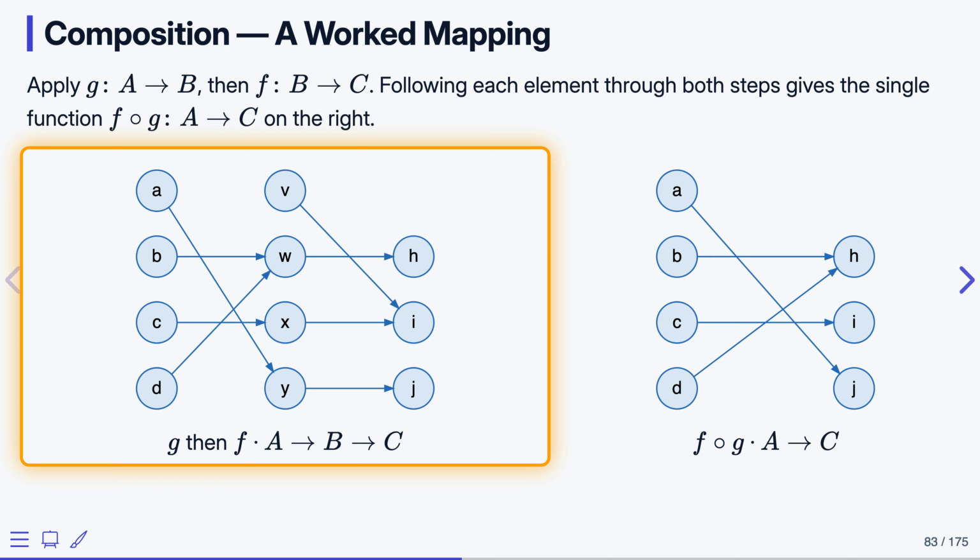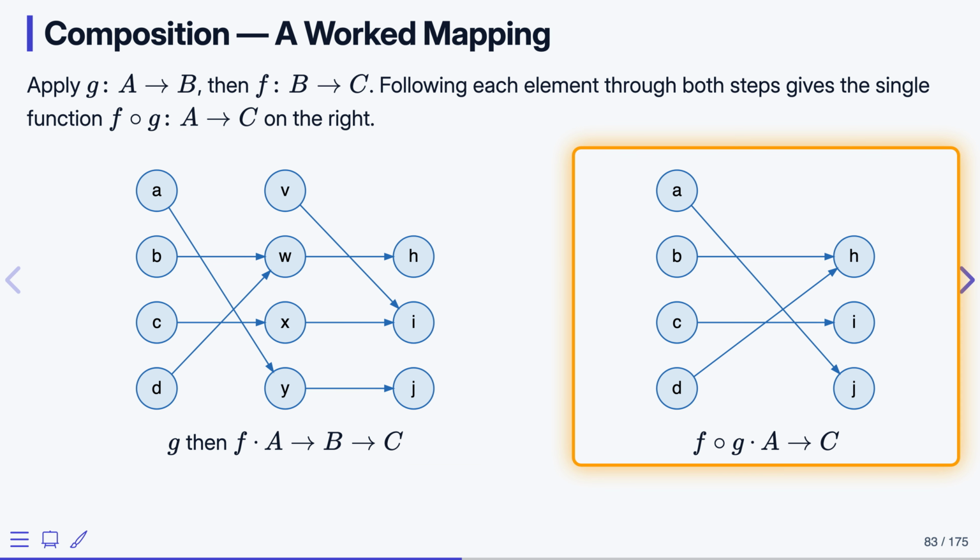Start with a. g sends it to y, then f sends y to j, so it ends at j. Start with b. g sends b to w, then f sends w to h, so b ends at h. Then c goes to x, and on to i, and d goes to w, and on to h. The right picture shows exactly these 4 results. a to j, b to h, c to i, and d to h. That single picture is the composition f circle g.